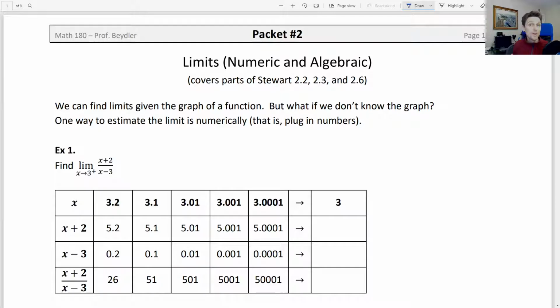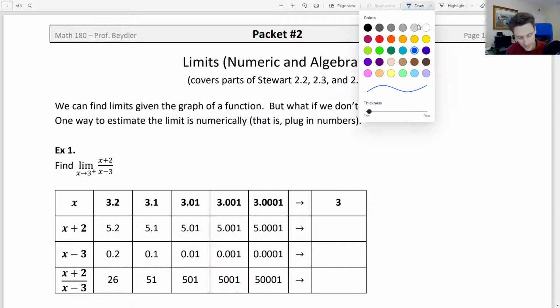First, we'll take a numerical approach. That is, we'll plug in numbers to find limits. Example 1 says, find the limit as x approaches 3 from the right of x plus 2 over x minus 3. And what I've done here in the table is create a row that shows x values that are getting closer and closer to 3 from the right. So these would be x values like 3.2, 3.1, 3.01, and so on, getting closer and closer to 3, but from the right side of 3.